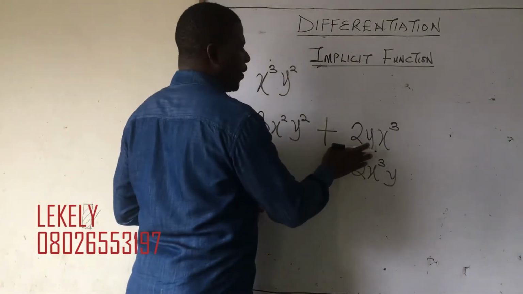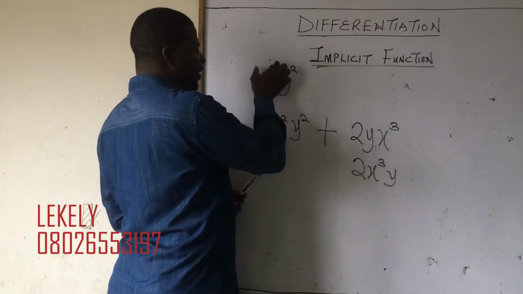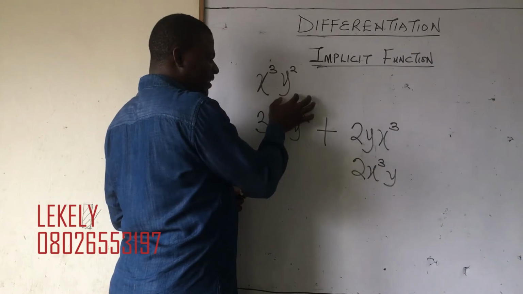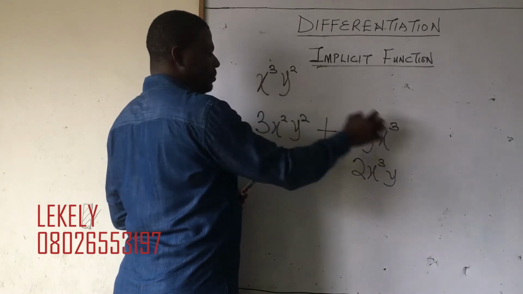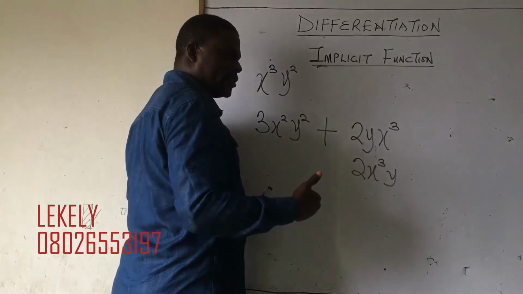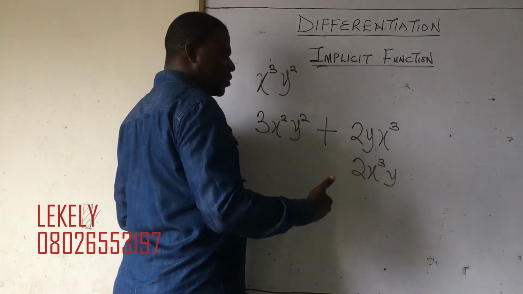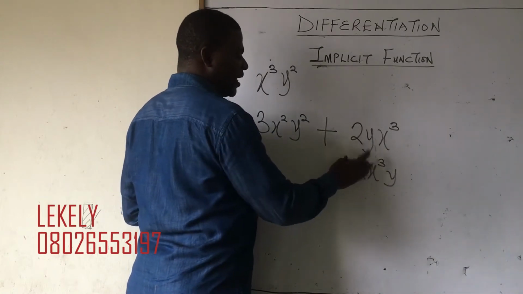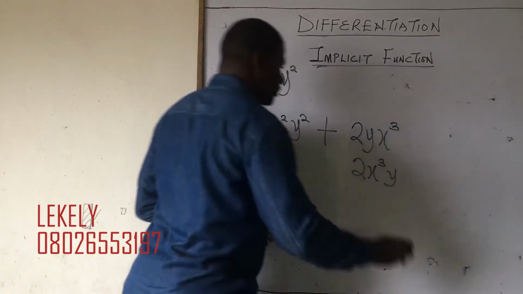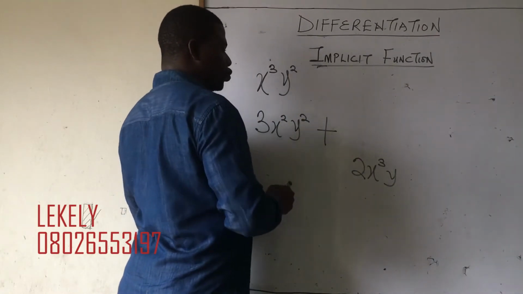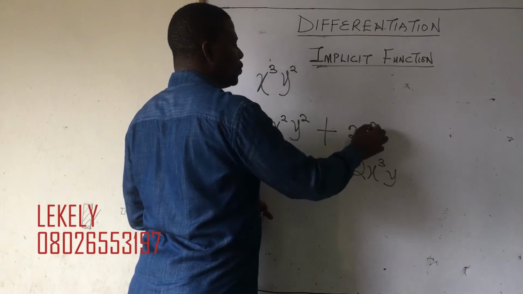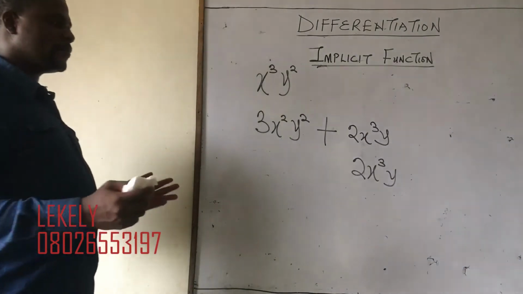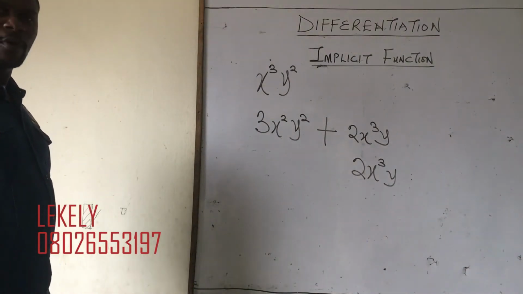Look at what I did. I first differentiate this and keep this constant. Then differentiate this, which is 2y, and then keep this constant. But because in lettering, in A, B, C, D, x always comes before y, write the x cubed and then the y. So a better way to put this is 2x cubed y. So with this, you have done the differentiation of this question.